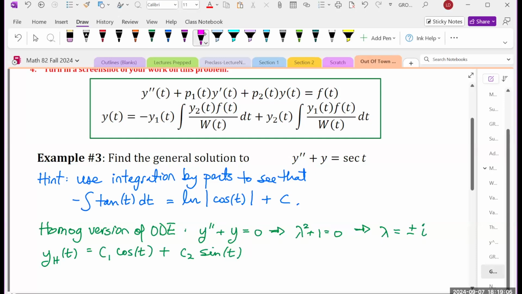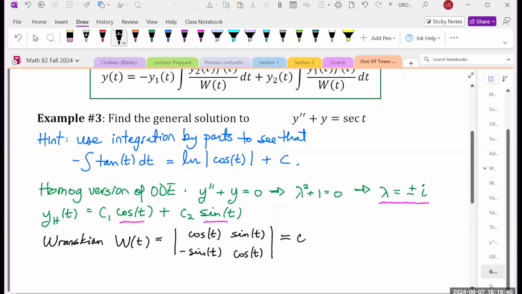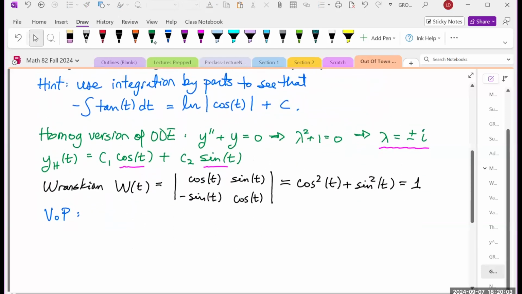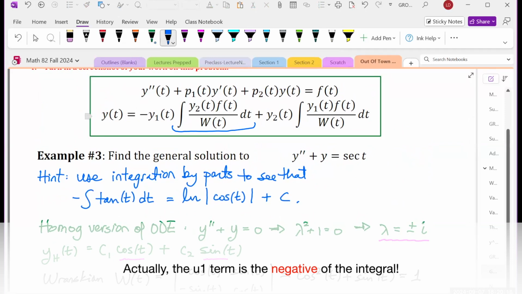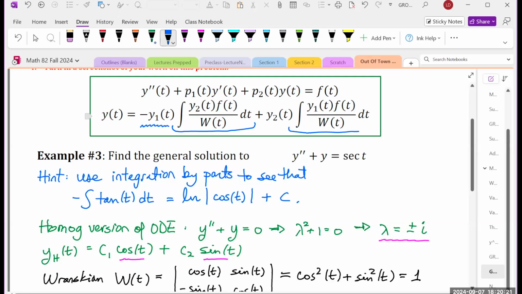Again, why is that? Every time I have something that is purely complex, I get a linear combination of cosine and sine, or a combination of complex exponentials. Next step, as usual, find the Wronskian, which gives us simply cosine squared plus sine squared, which fortunately is 1. Now I'm ready to apply variation of parameters. Looking at the formula, remember that my u1 term is essentially this integral, and one of my homogeneous solutions is my y1, and my u2 term is this integral, and my other homogeneous solution is y2. So I'm just going to individually work out those integrals.